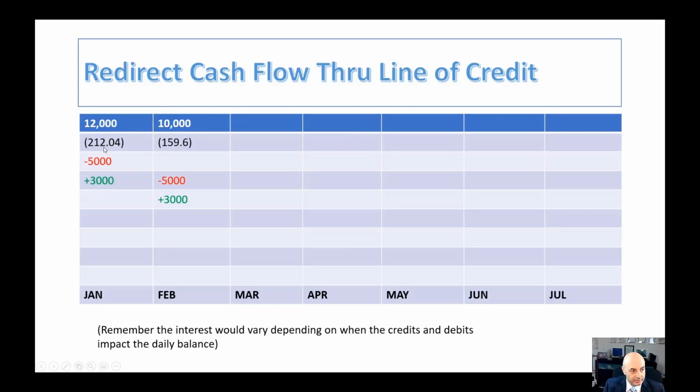Your interest for that period would be 212. Remember, it wouldn't be exactly that, because, as the note down here says, it depends when you put the credits and debits on. The average daily balance could lower your interest amount, but I'm just using this here as a maximum. So now you're at 10,000. Again, you repeat this process, and these are the months along the bottom. Your salary comes in, your 5,000 comes in. It takes that balance down to 5,000, but then you've got 3,000 expenses. So now you're back up to 8,000. And again, that was your interest charged.